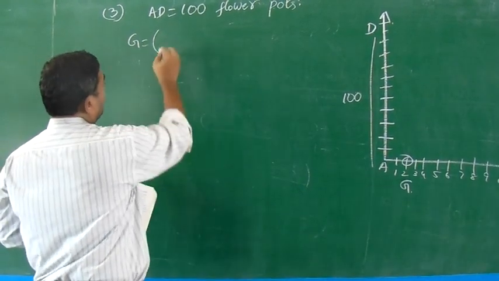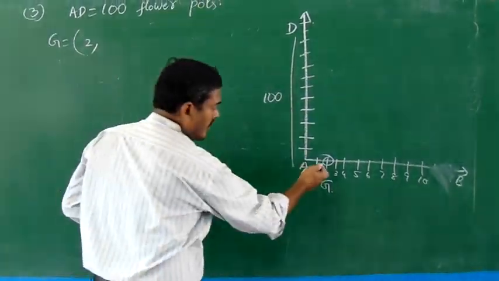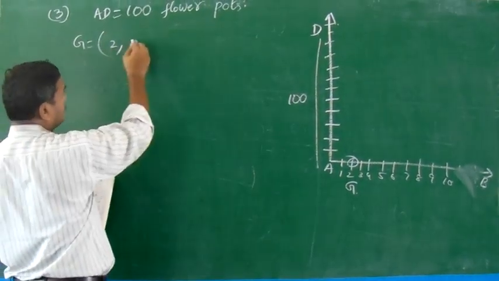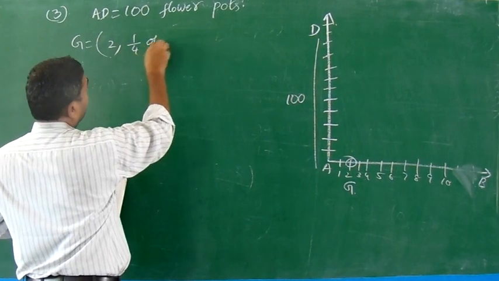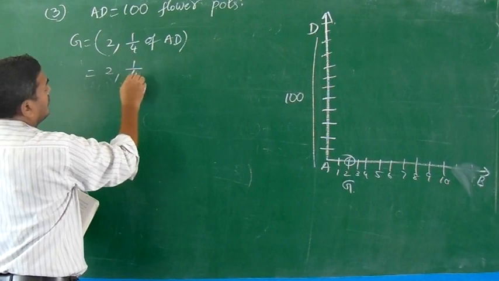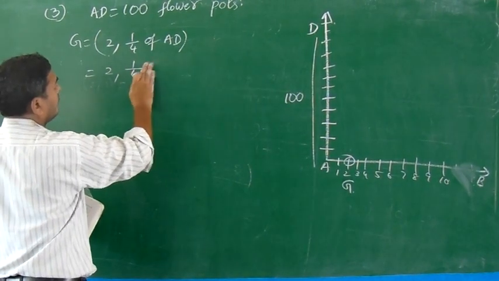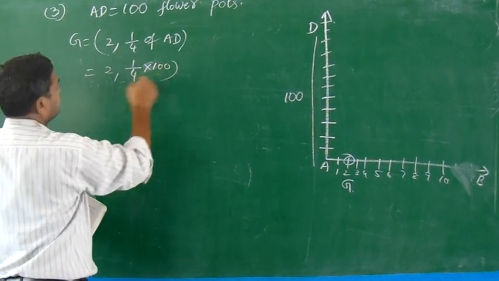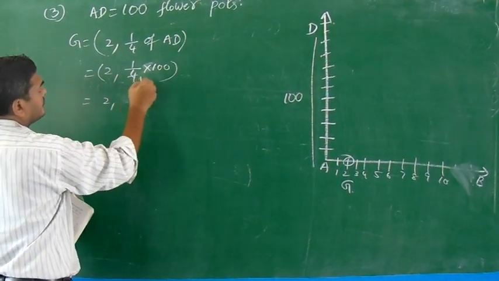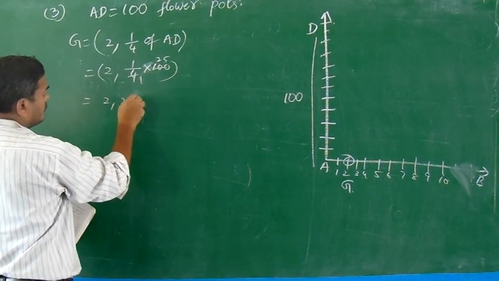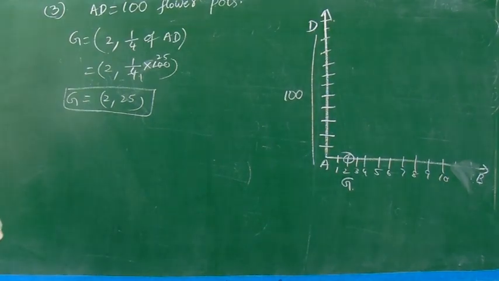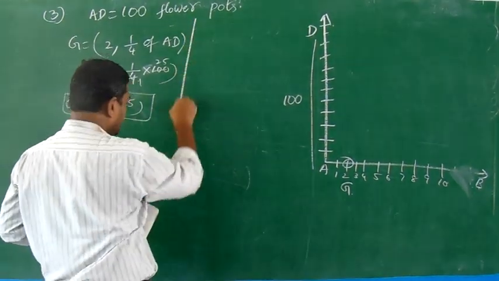G equals x-axis 2 and 1 by 4th of AD. How is the green flag posted? 1 by 4th of AD. That equals 2 comma 1 by 4 of AD, which means 100. That equals 2 comma 100 by 4. 4 ones are 4, 4 fives are 25. So 2 comma 25. These are the G coordinates.